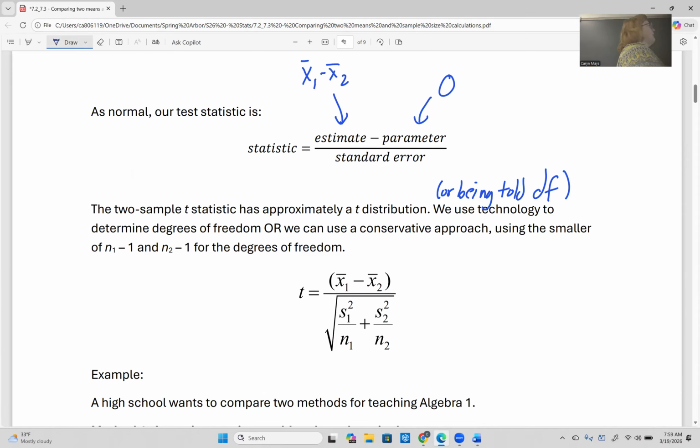Or if we don't have that information, we can use a conservative approach. That is just the smaller of the two degrees of freedom, the smaller of sample size minus 1 between our two samples.